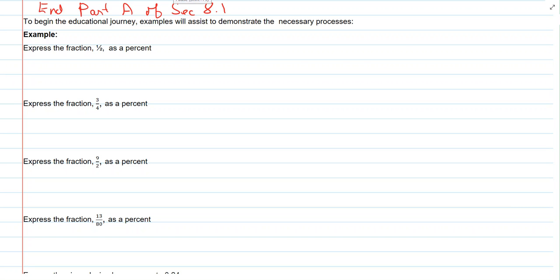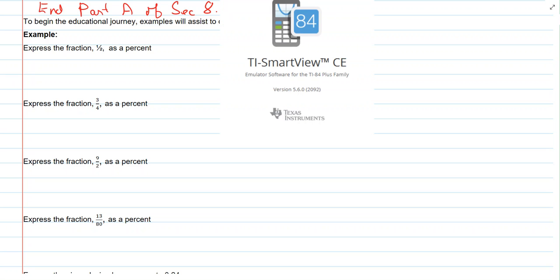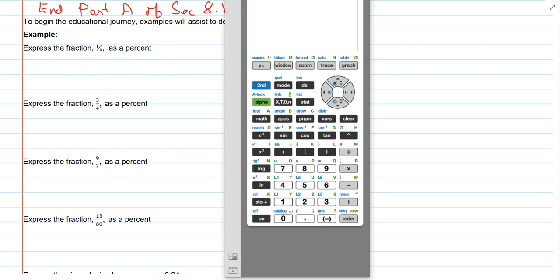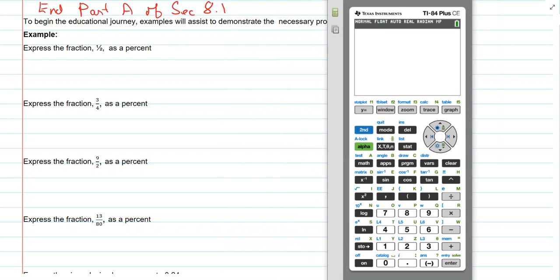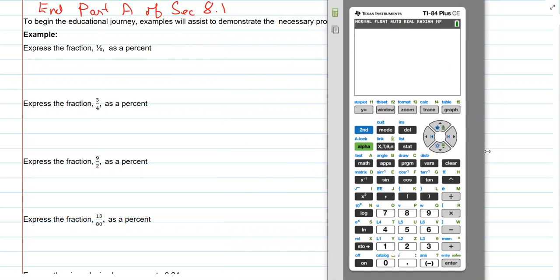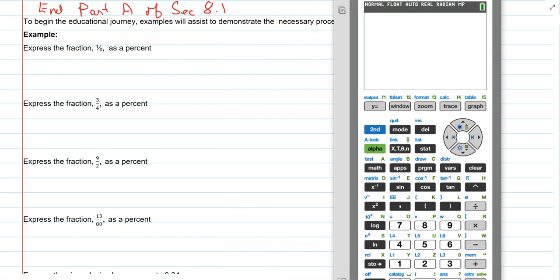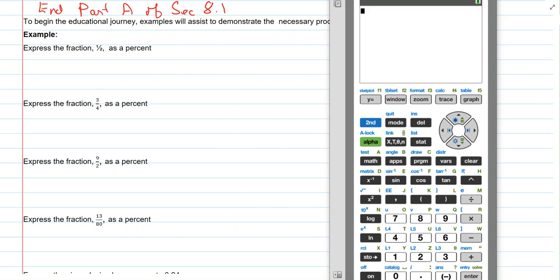It took me a while to get you acclimated to remembering some of the skills you need for this chapter. And now we're ready to begin. We're going to be using the calculator, and I'm going to get that out. And I hope you have purchased your TI-84 for this course. Let me get it to a good shape here so that we can see it.